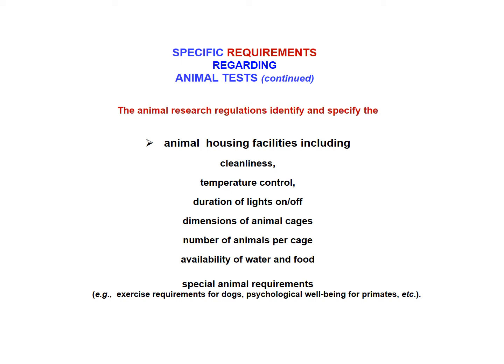These are runners, and the animals, the dogs, must be brought to the runners and allowed to run or move around a couple of times a day. If primates are used, and those are animals which are not used very much at all these days because there are not too many of them, and in addition, their use in experimental research is very, very strictly controlled, then the psychological well-being of these animals has to be addressed and taken care of as well.